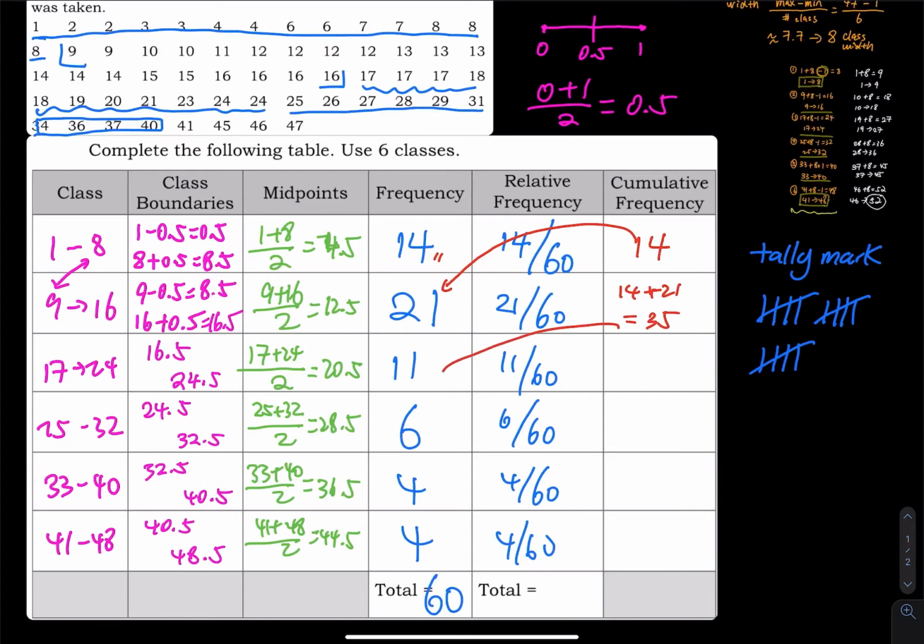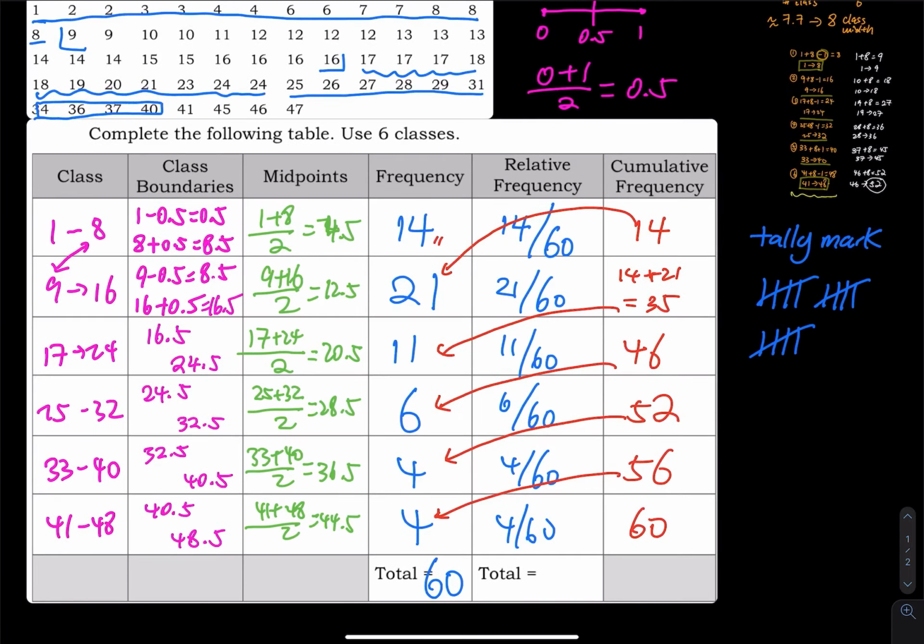And then you add the 35 to 11, you get 46. You add the 46 to 6, you get 52. Add the 52 to 4, you have 56. Add the 56 to 4, you have 60. So this 60 and this 60, they match.